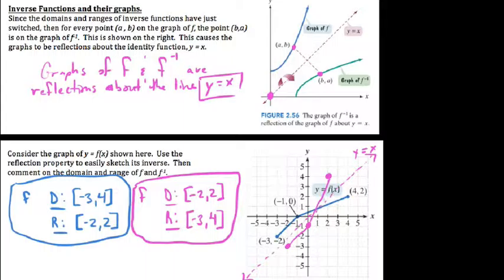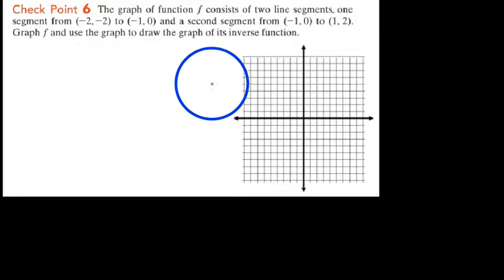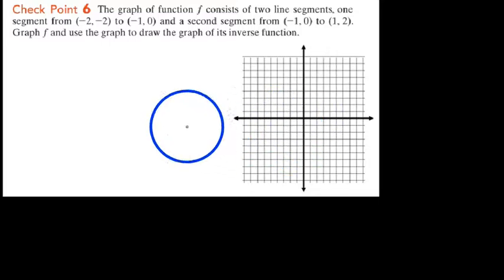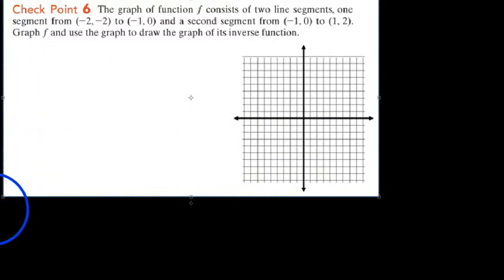So for this last part of this video here, what we're going to look at, if I can click on it here, is this. It says the graph of a function f consists of two line segments. One segment from (-2, -2) to (-1, 0). So we're going to go left 2, down 2. It starts at this point here. Let me see if I can click on this so we can draw on it. So left 2, down 2 is going to be this point right here, and I should label this. But we say from there to (-1, 0).